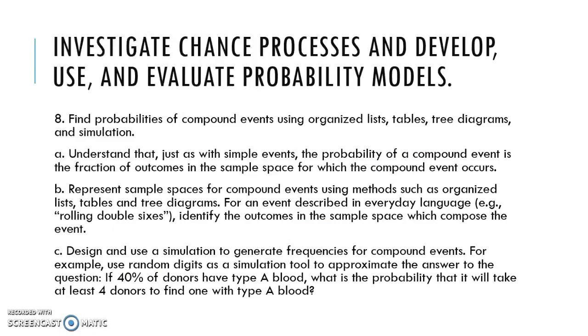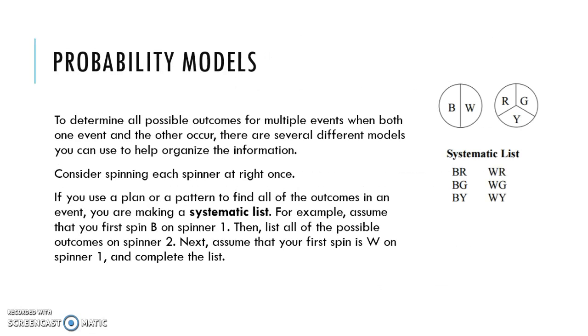Now we move on to the big standard where we spend the majority of the time, Standard 8. Find probabilities of compound events using organized lists, tables, tree diagrams, and simulation. So with that, we're understanding that just as with simple events, the probability of a compound event is the fraction of outcomes within the sample space. So we're using models to organize and then find the number of successes out of the total. So here's a few models that we can look at.